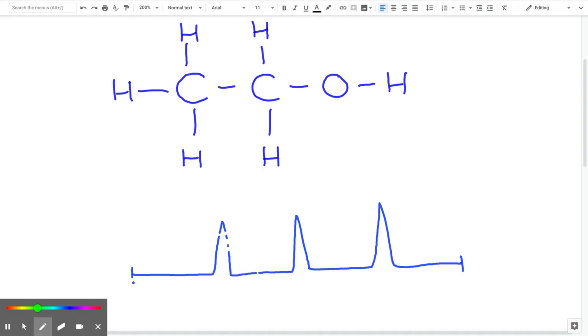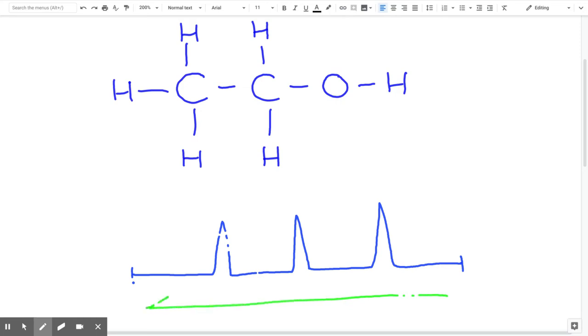Now, the position of the peak is actually key, and the peak's position on the x-axis, so along here, is dependent upon the size of the magnetic field that the machine is measuring for each of the individual protons. Now, as we've established, a proton is spinning. It's a positive charge. For example, it's spinning upwards. That generates a magnetic field. It's generated because of a spinning positive charge.